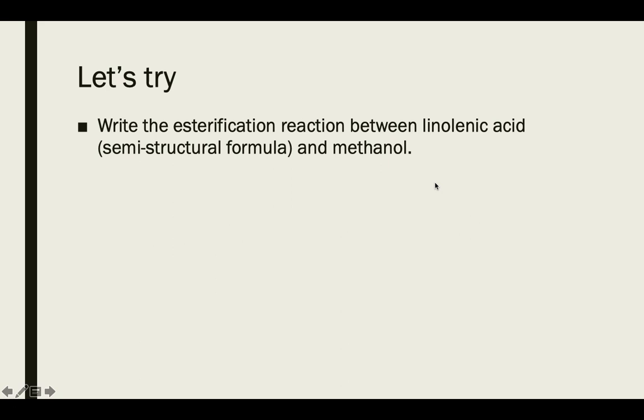Now, pause this video for a sec and try to write an esterification reaction between linolenic acid and methanol. You will need your data book to find out what linolenic acid is.